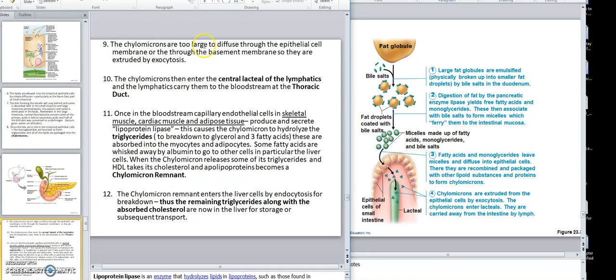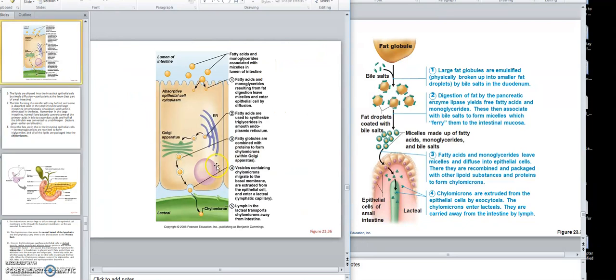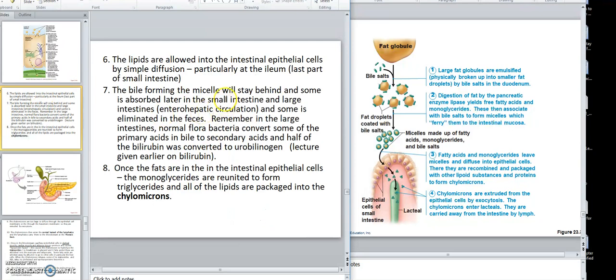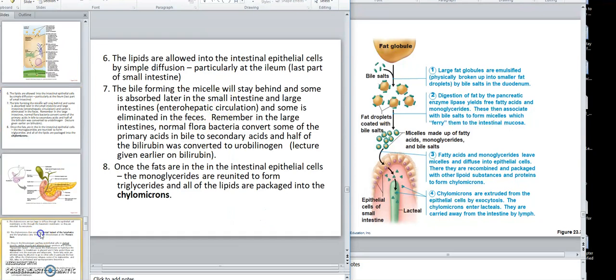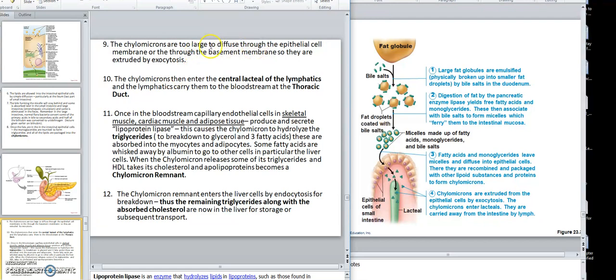The chylomicrons are too large to diffuse through the intestinal epithelial cell, so they go out through the back of it. Here's the, right here. They're too large to go, so they go out through the basement membrane by exocytosis. The chylomicrons then enter the central lacteal, right there, of the lymphatics, and it's carried to the bloodstream in the thoracic duct. Okay, so that's what basically happens.